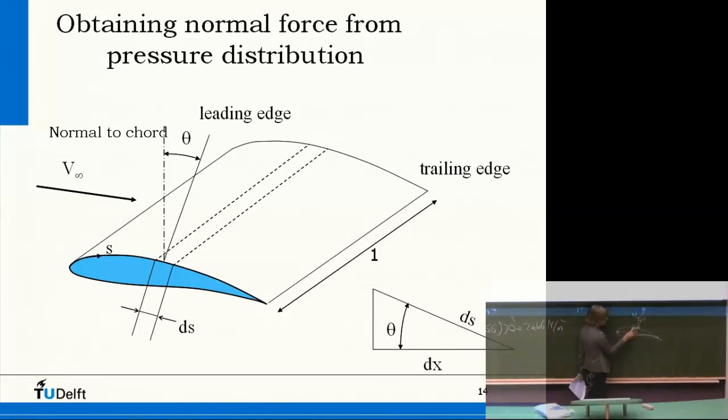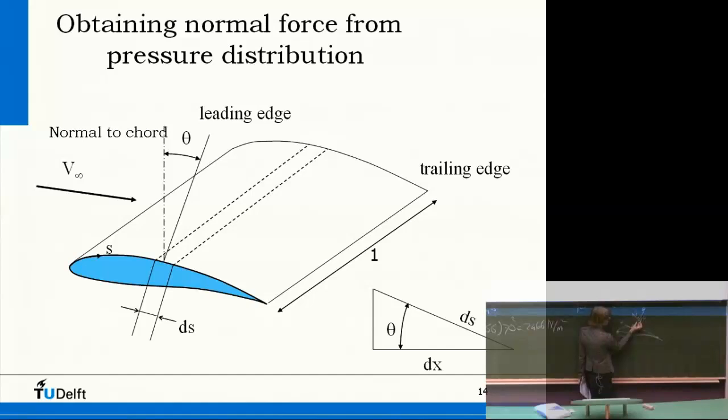ds is normal to the pressure. dx is normal to the chord. So what this is actually just 90 degrees change of that, right? I just rotate my angles, my pressure and my normal force 90 degrees. And that means that the angle between these is the same as the angle between these. So it's also theta. Yeah? You see that? So it is just rotating.